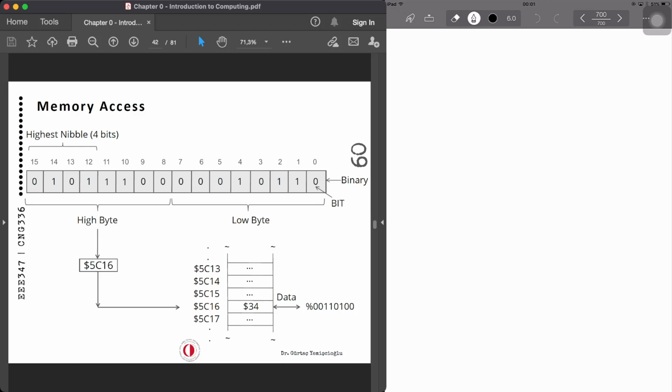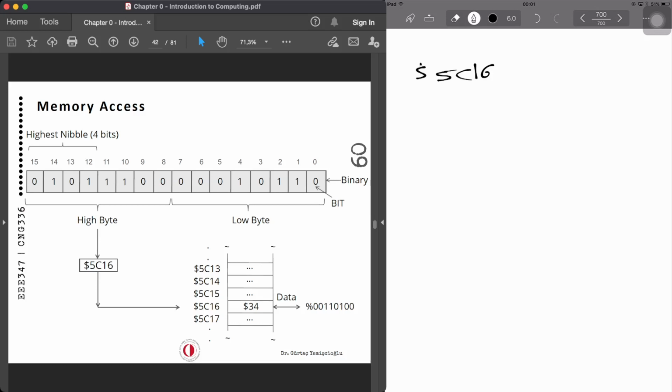So this is actually the address of a memory. If we want to decode, it's 0101. We are just reading like a typical 4-bit number. So 0101 is 5. And then we have got 1100, which is C. And then we have got 0001, which is 1. And we have got 0110, which is 6.